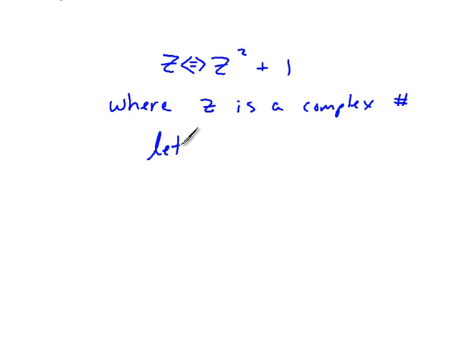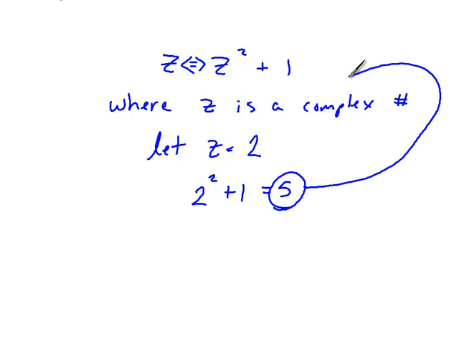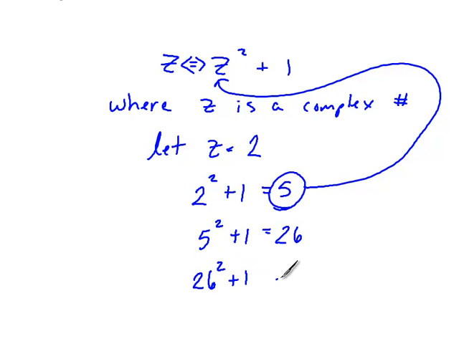But let's let z start out just being a real number, like 2. Okay? So then what you do is you do 2 squared plus 1. 2 squared is 4. 4 plus 1 is 5, right? Then he would take the number 5, the output, and put it back in. So then you'd do 5 squared plus 1, which is 25 plus 1 is 26. And then he'd take that number and put it back in. 26 squared plus 1, and so on and so forth.